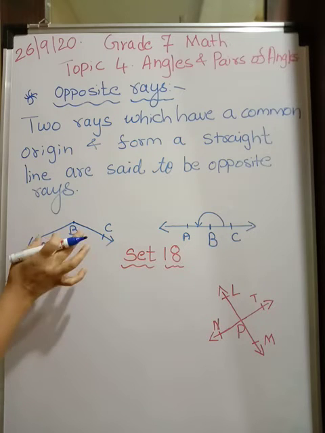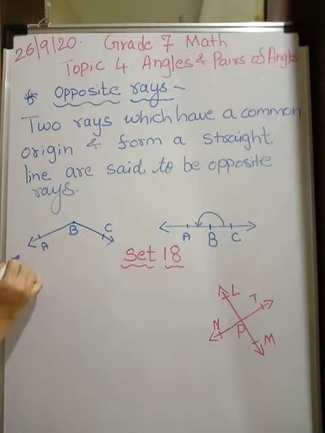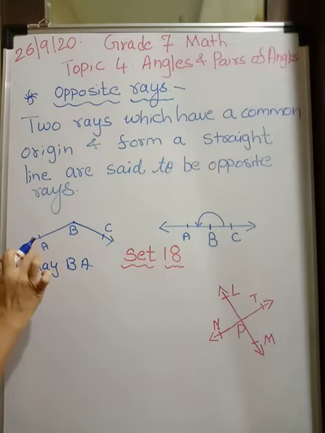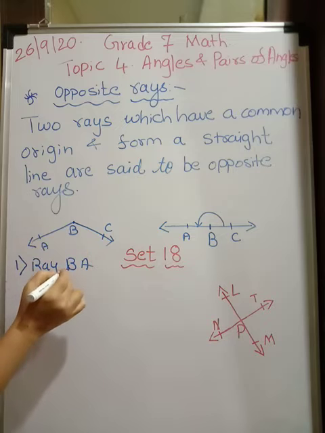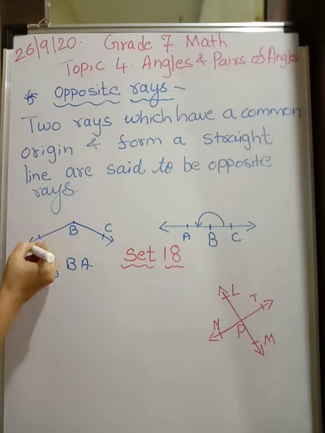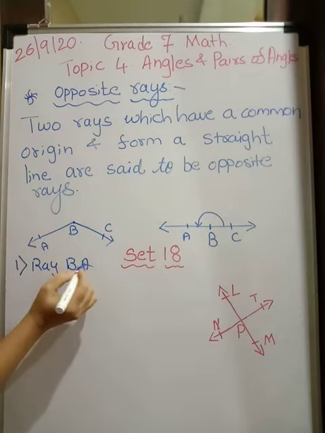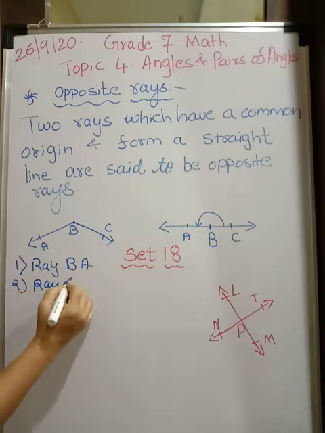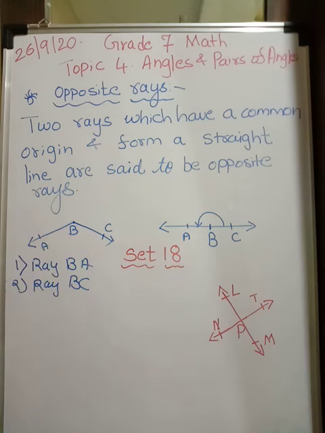So, first there are two rays in this diagram. First is ray BA. Don't write AB. B is the endpoint, so it should come first and it is moving to the A side. So it should be ray BA. Which is the second ray? You have ray BC. These are the two rays in this diagram.